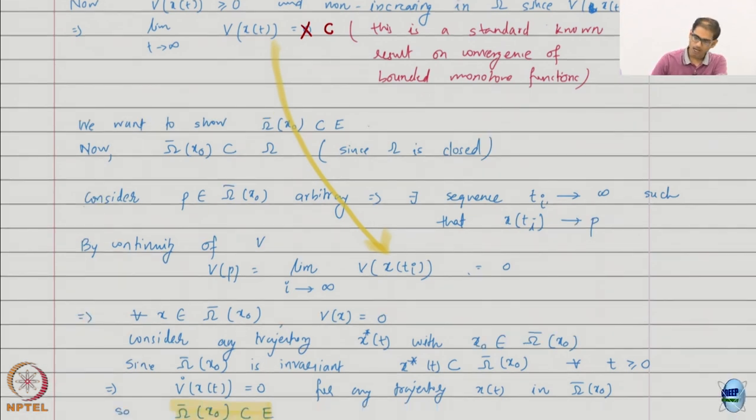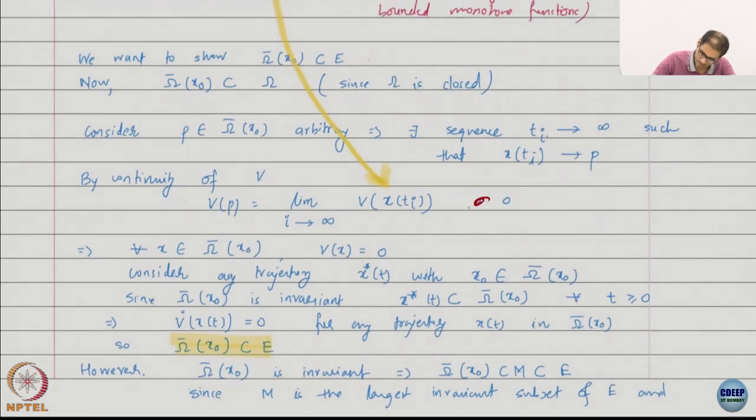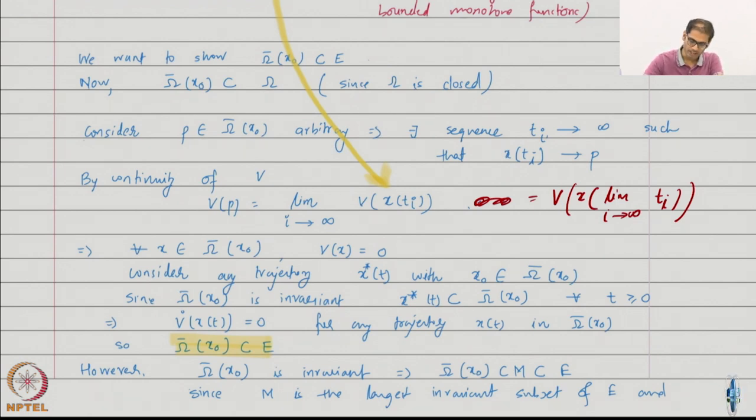Now, I use the continuity of this function V. How do I use the continuity of the function V? I will write this as V of the limit. Because V is continuous and x is continuous, I can move the limits outside. This is again a property of continuous functions.